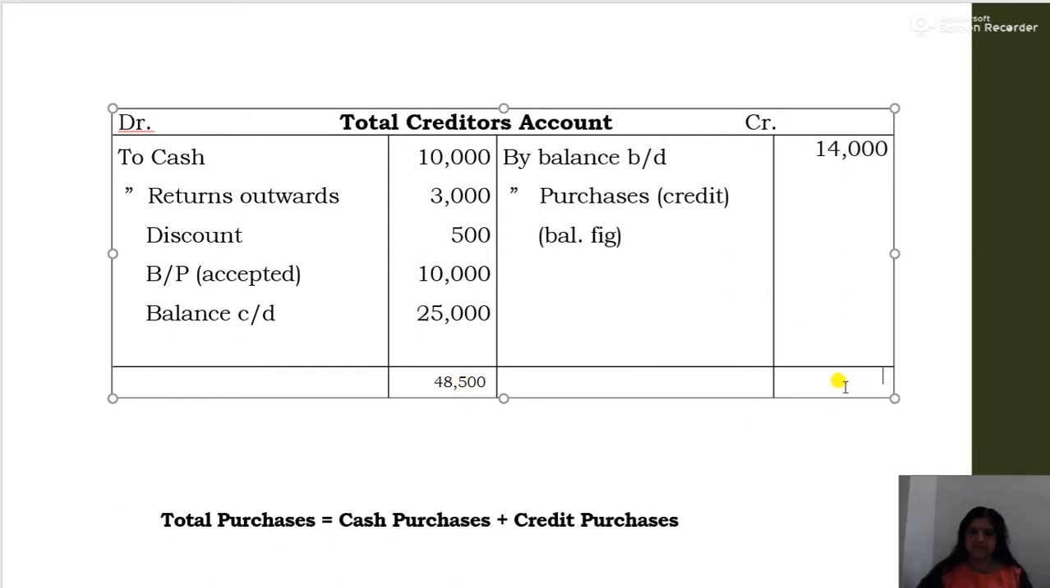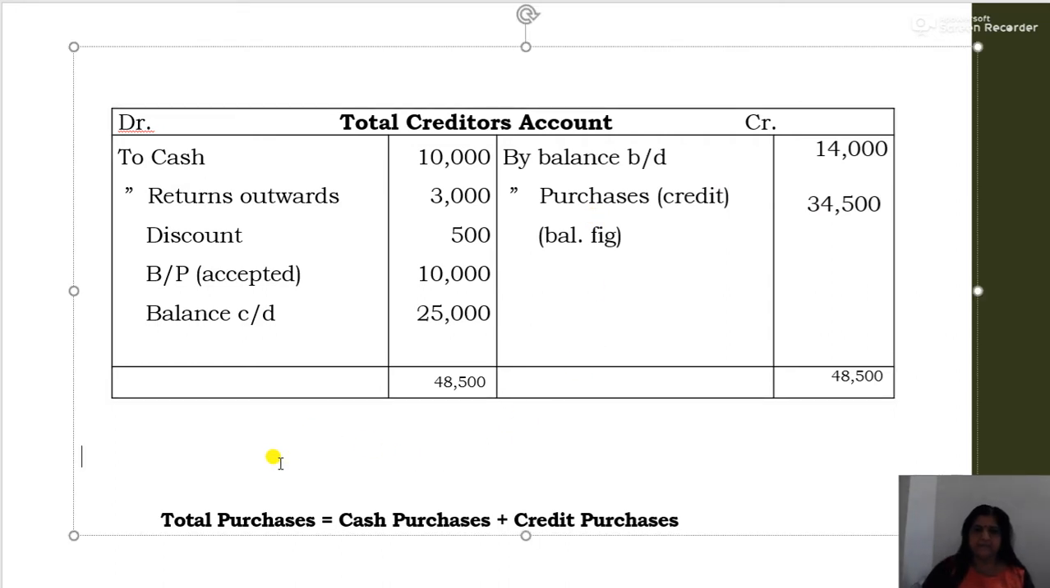So this total you will write here also, that is 48,500. Then the balancing figure will be credit purchase. So the total is 48,500. Then on the credit side there is only one thing, the opening balance of creditors, that is 14,000. So here the balancing figure will be 34,500. So this 34,500 constitutes credit purchase.